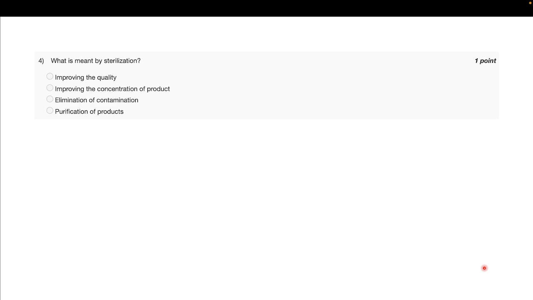Elimination of contamination. Yeah, you are correct. Sterilization is elimination of contamination. I don't see anything much to discuss in this. So the concept of sterilization is basically removing all the living forms from your formulation. So yeah, elimination of contamination.